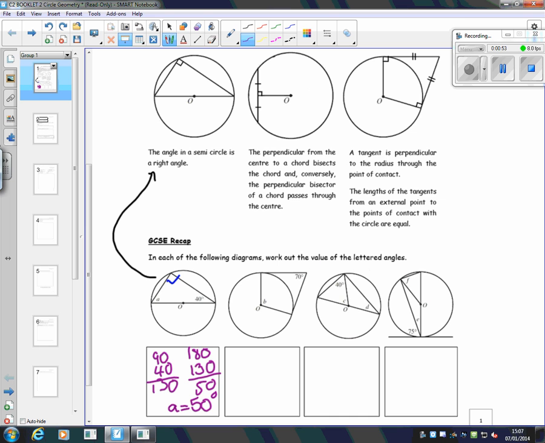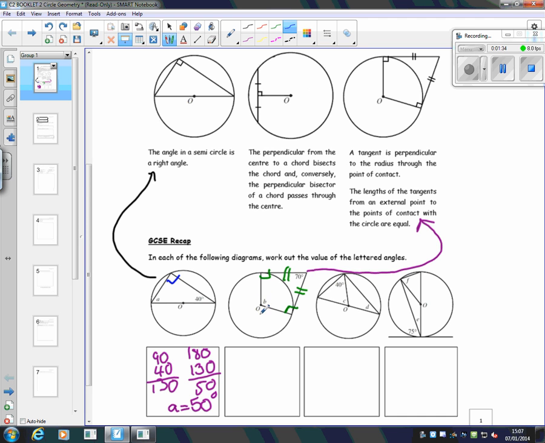Now the second one here is following the information we're given here, which says that a tangent is perpendicular to the radius through the point of contact, which means that this here and this here are both right angles, 90 degrees. The lengths of the tangents from an external point to the point of contact with the circle are equal, which means that this side and this side are equal to each other. So we're trying to find this angle here, B.